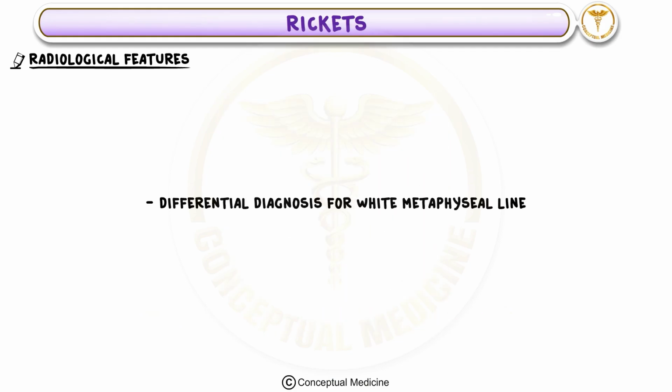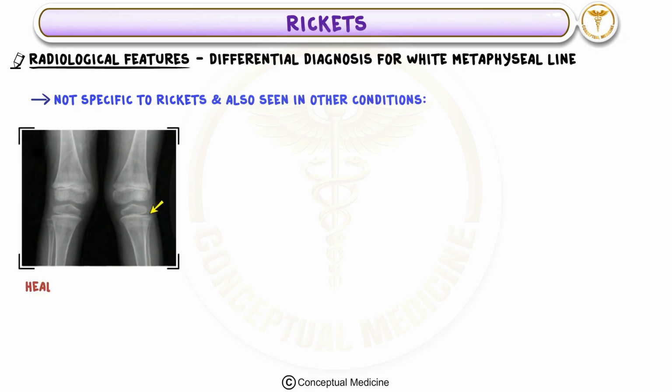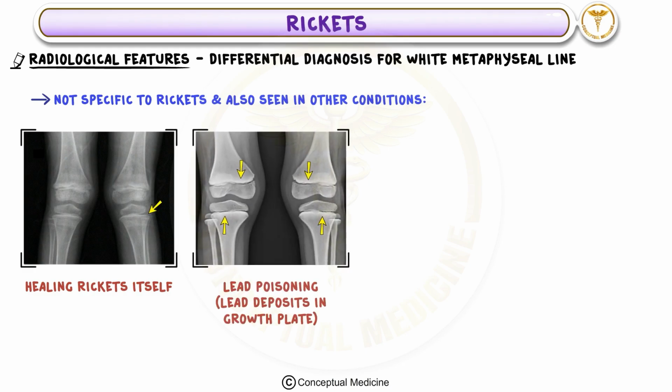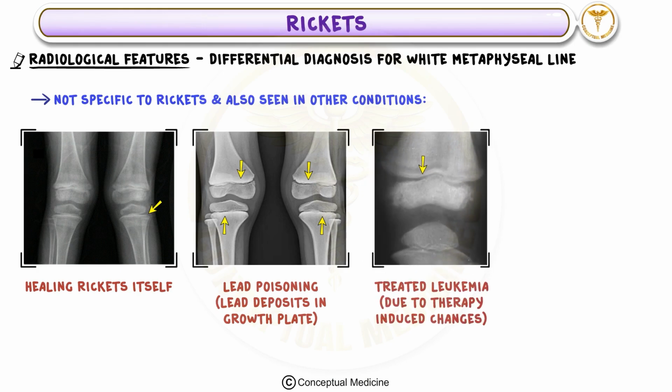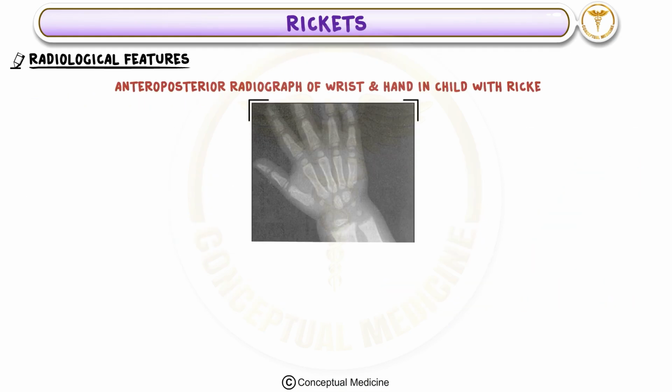Differential diagnosis for white metaphyseal line. Now, the white metaphyseal line is not specific to rickets. It can also be seen in other conditions, such as: 1. Healing rickets itself. 2. Lead poisoning, where lead deposits in the growth plate. 3. Treated leukemia, due to therapy-induced changes. 4. Scurvy, a condition caused by vitamin C deficiency. Anteroposterior radiograph of the wrist and hand in a child with rickets.